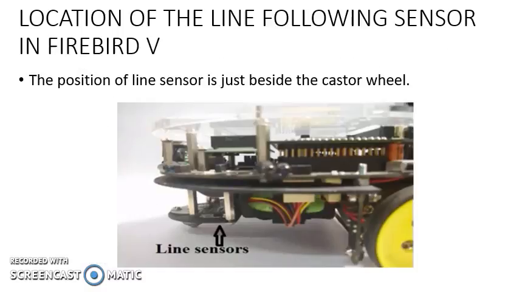Then the next point is location of the line following sensor in Firebird 5. The position of the line sensor is just beside the caster wheel of Firebird 5. The location is shown as figure.